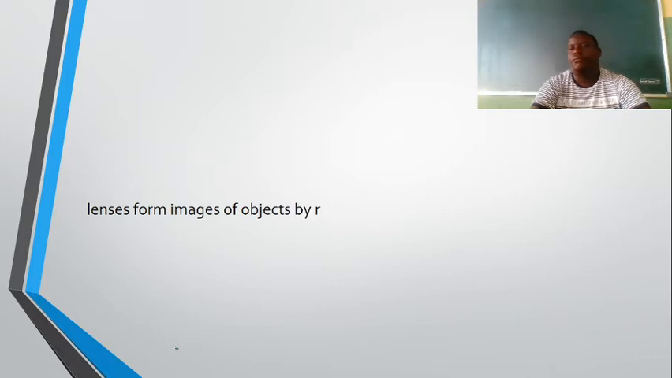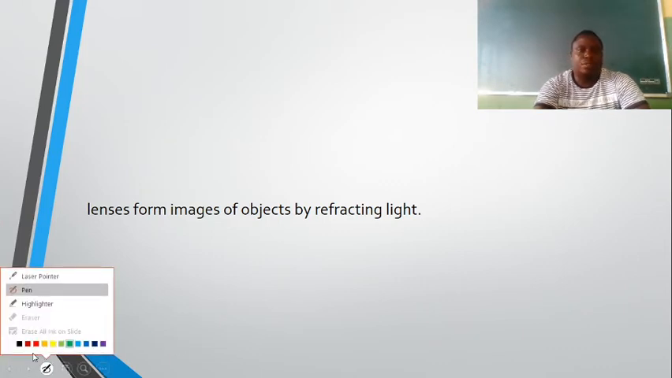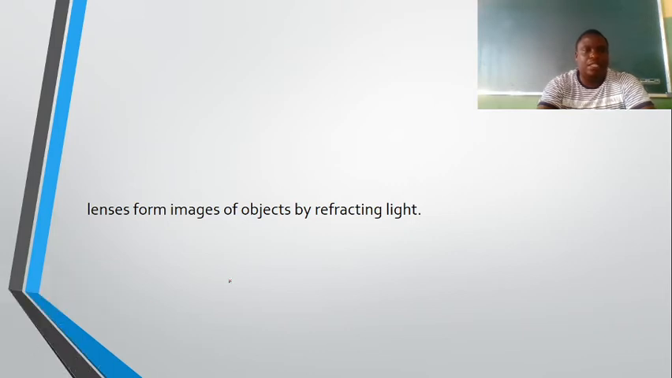A lens forms an image of an object by refracting light. It means that the process or phenomenon that happens in the lens when light strikes it is refraction. Refraction is a process that happens when light strikes lenses.